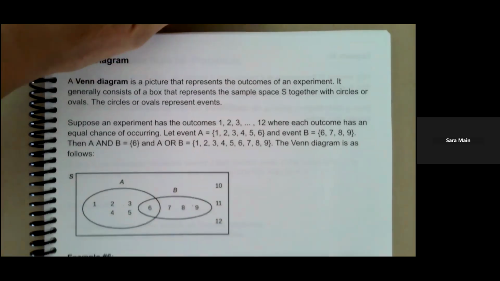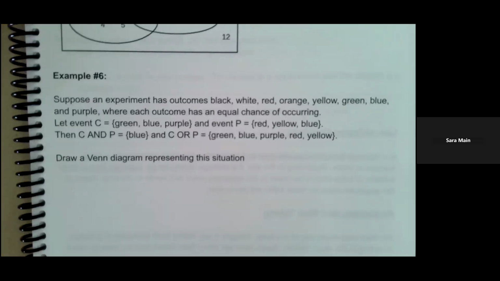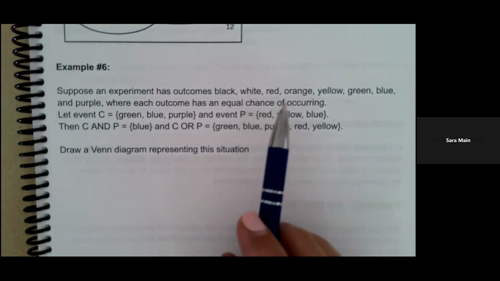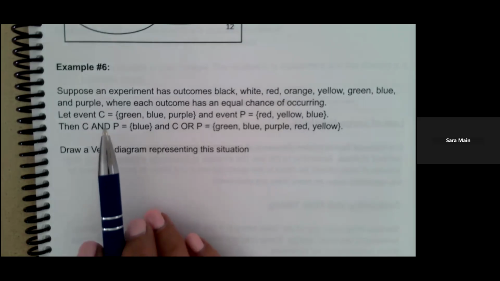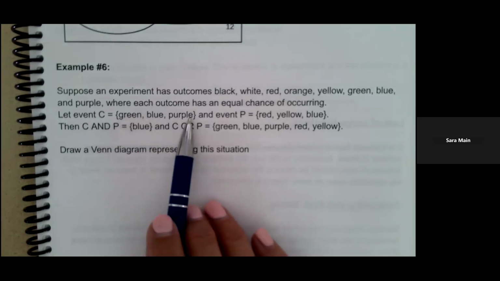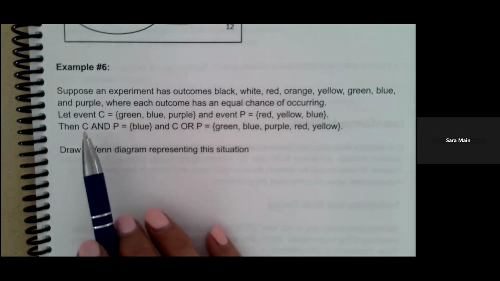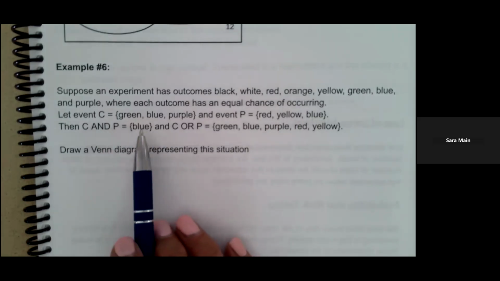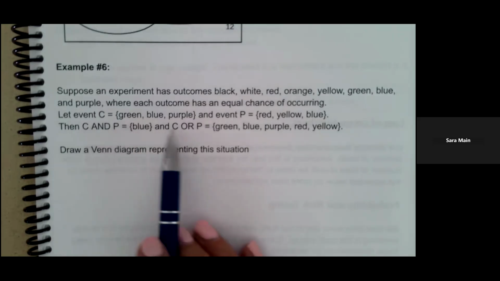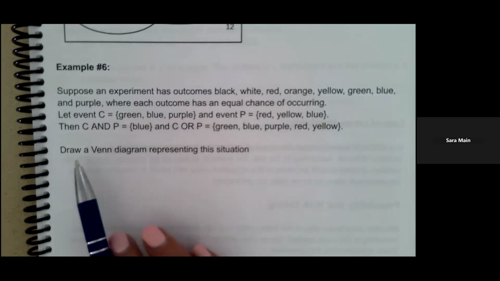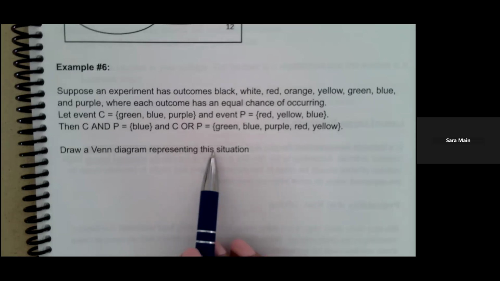Let's look at example 6 to try drawing one ourselves. So it says, suppose an experiment has outcomes black, white, red, orange, yellow, green, blue, and purple, where each outcome has an equal chance of occurring. Let event C be green, blue, and purple. Let event P be red, yellow, and blue. C and P is blue. Blue happens in both. C or P is green, blue, purple, red, and yellow. Draw a Venn diagram representing this situation.